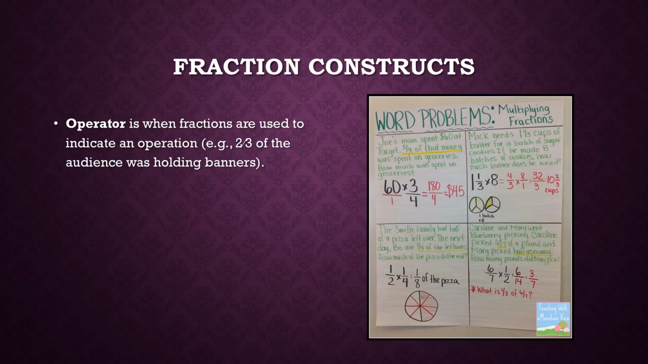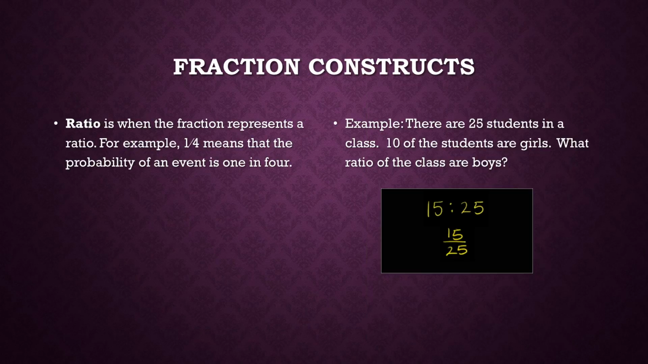Right now, the important thing is not learning how to multiply, it's learning how to understand that when we hear the language, that a fraction could represent part of another number. The next construct is ratio. And it's basically when a fraction does represent a ratio. You can look at the example I put for you.